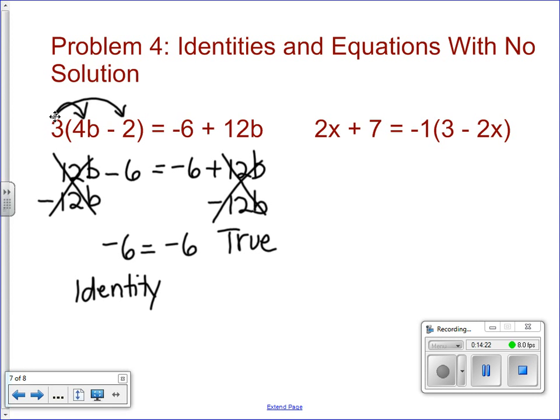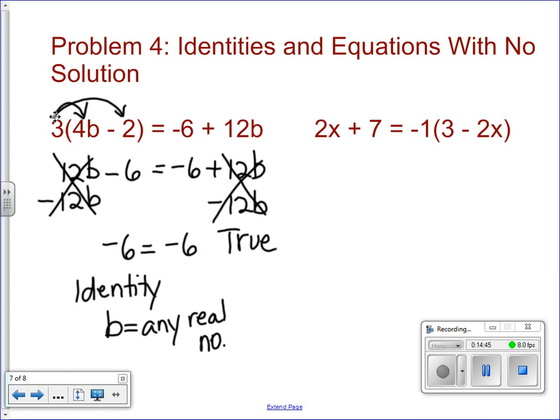Identity is one way that you can say that you have a correct answer. Another way of saying it is you can write b is equal to any real number. And you should know that you can write this both ways. All right?